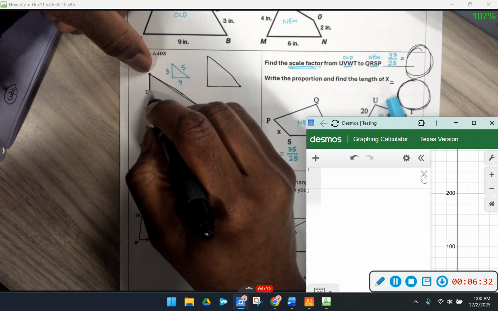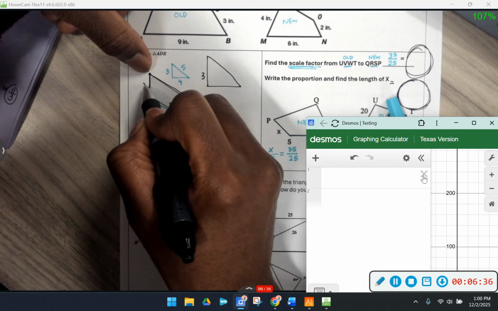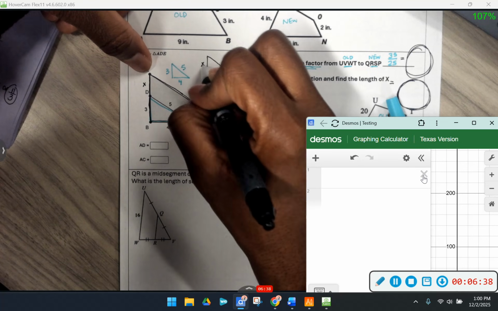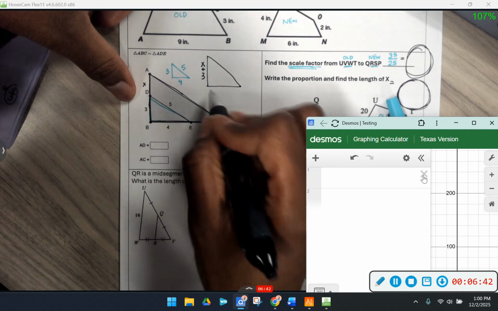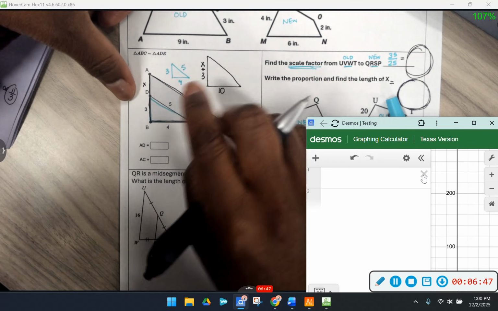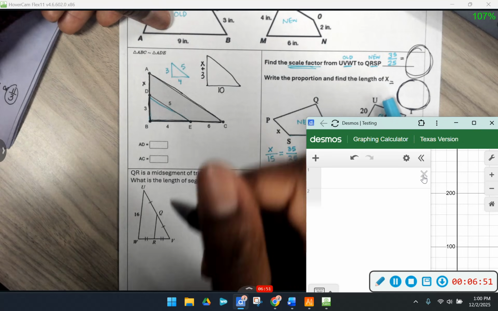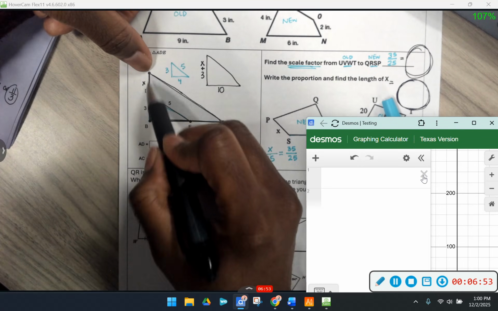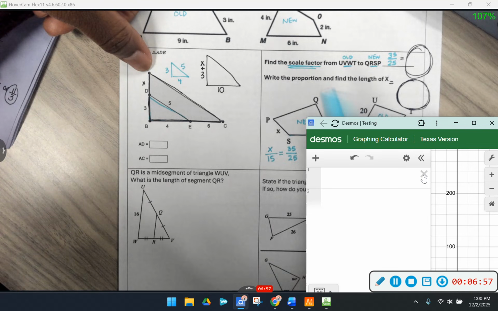Notice, this big side is a 3, but this is missing, so I'm just going to call it X. So this side will be X plus 3. This side right here will be 6 plus 4 is 10. And I don't know this side, so I'm just going to leave it blank for now. Well, it does want us to find the little piece of AD, so I'm going to set up a proportion for this, okay? So here's the question.